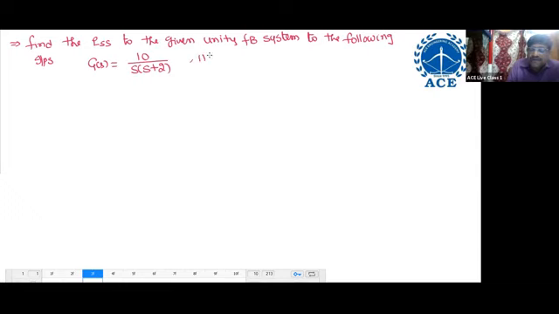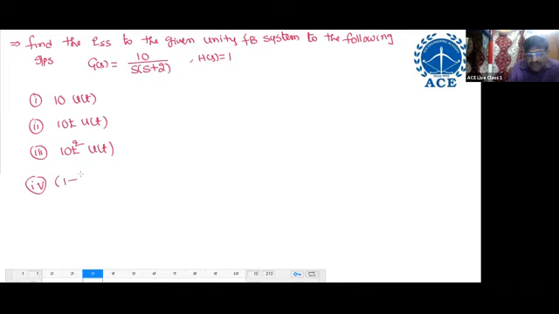So what is mentioned? Unity feedback, H of s is 1. First bit: 10 u of t. Second bit: 10 t u of t. Third bit: 10 t square u of t. Fourth bit: 1 plus t u of t. Fifth bit: 1 plus t square into u of t. Come on, do it. For all these 5 problems, tell the steady state error.